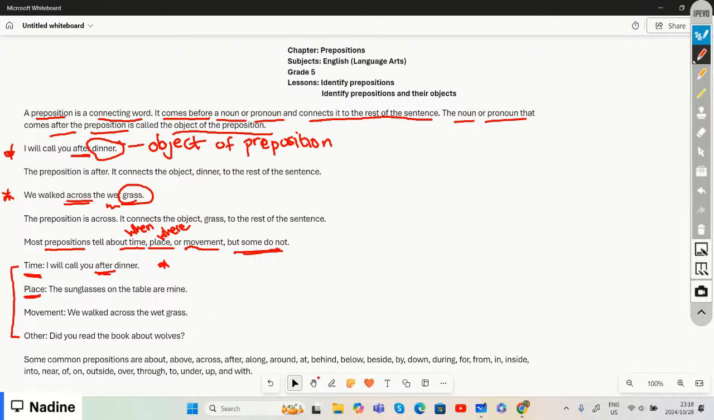And if we were to identify a preposition of place that tells us where something is, we can say it is on. On where? The table. It's on the table.